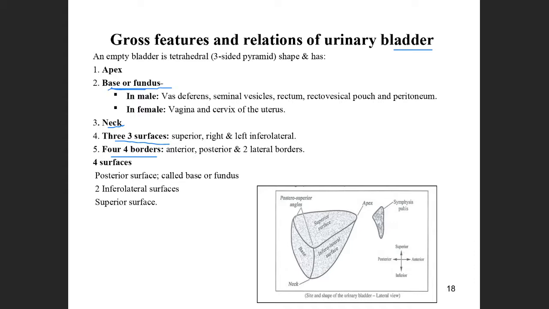The relations of the base of the urinary bladder are different in male and female. In the male, it is related to the vas deferens, seminal vesicle, rectum, recto-vesical pouch, and the peritoneum. So these are the structures related to the male urinary bladder. Whereas in the female, it is related to the vagina and cervix of the uterus. Cervix of the uterus. Okay.